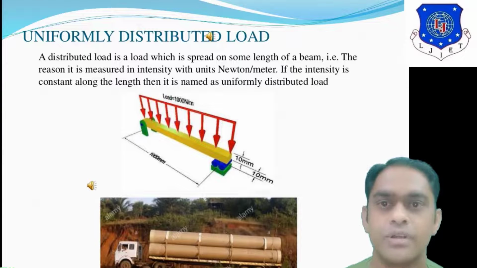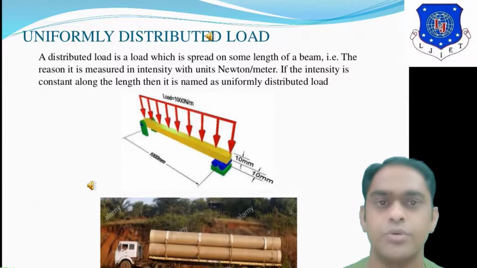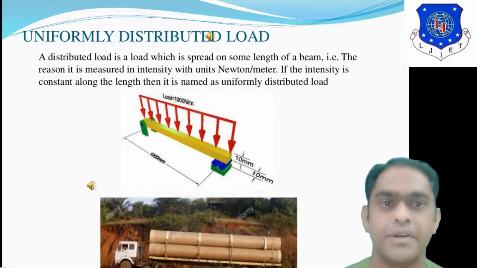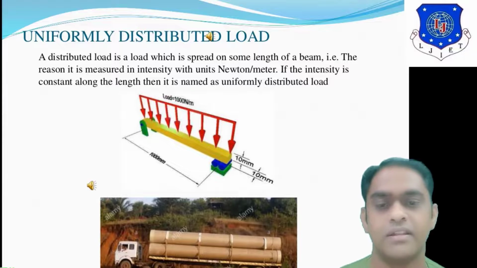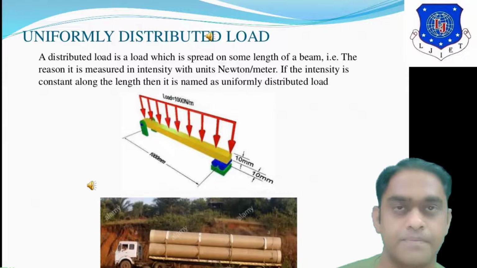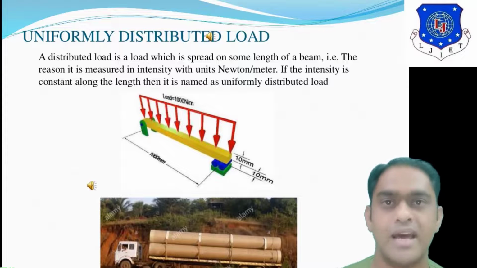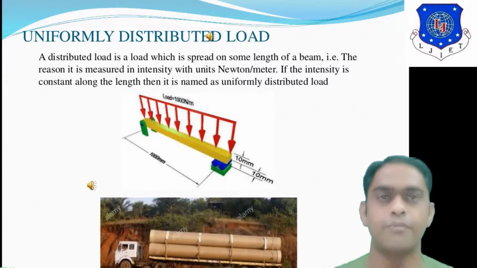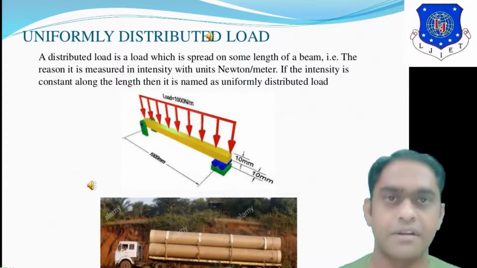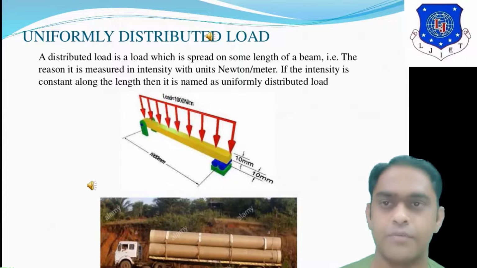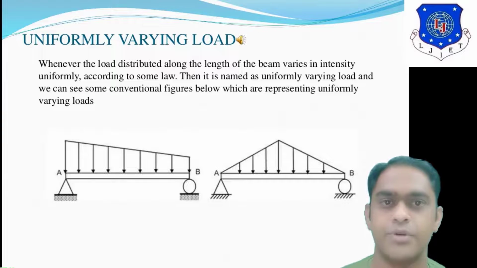A distributed load is a load which is spread over some length of the beam. The reason its intensity is measured with the unit is Newton per meter. If the intensity is constant along the length, then it is named as uniformly distributed load. You can see also in the figure, there is a truck carrying pipes of metal, pipes of RCC, etc. So this type of load of the pipes is continuously distributed on the entire truck. So this type of load is known as uniformly distributed load.